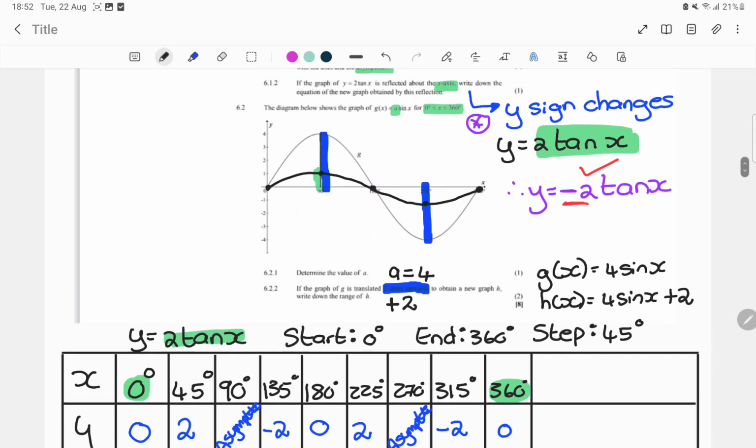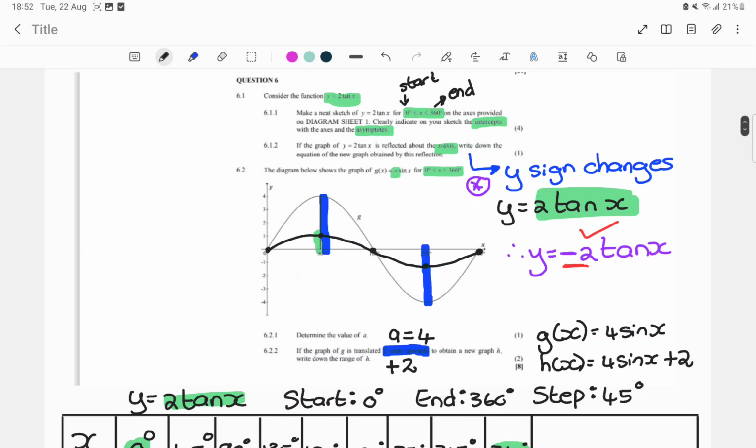Alright, that is all for this video. So make sure you know how to draw a tan graph using your calculator, as well as your basic functions, which is sine x, cos x, and tan x. And then also what the different numbers, your a and your q, mean.